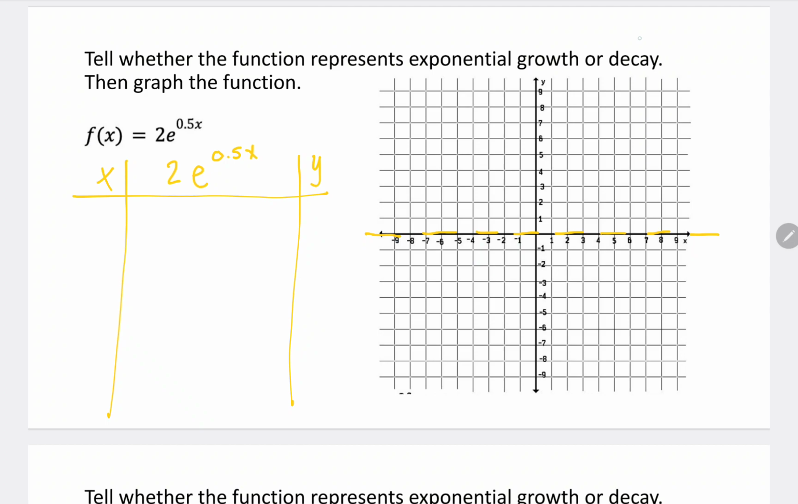And this time I'm going to change up what numbers I plug in, because in my exponent I have 1/2 times x. Just to get nice pretty numbers in there, instead of plugging in -2, -1, 0, 1, and 2 like I normally would, I'm going to plug in all multiples of 2 to make those exponents nice and pretty. So -4, -2, 0, 2, and 4.